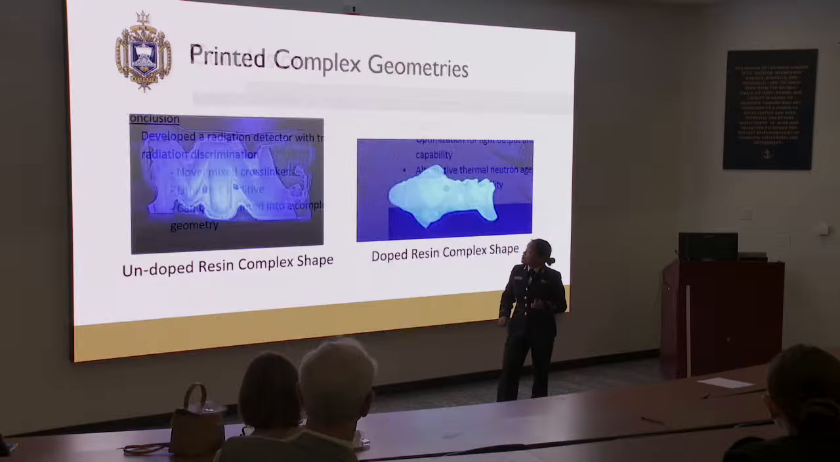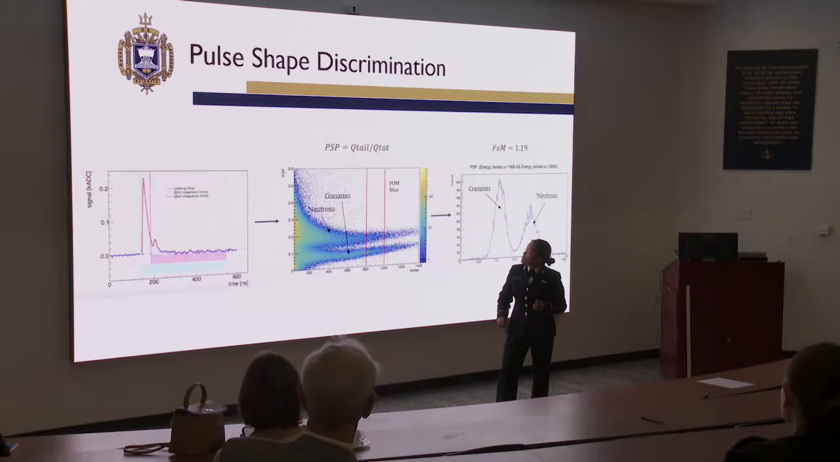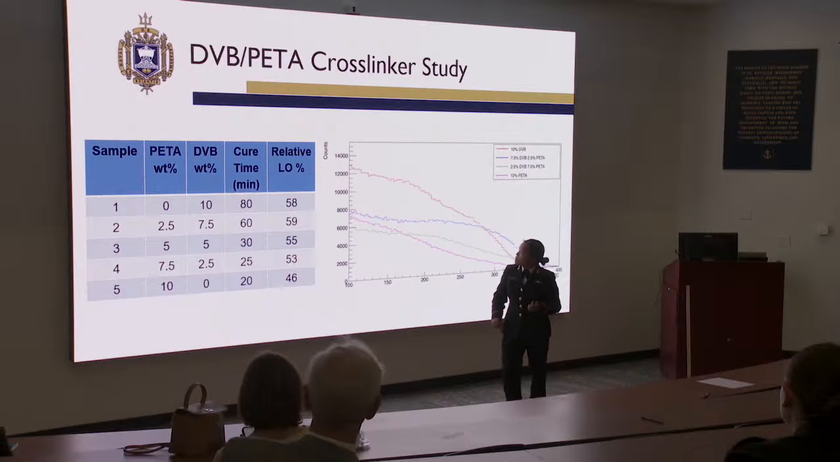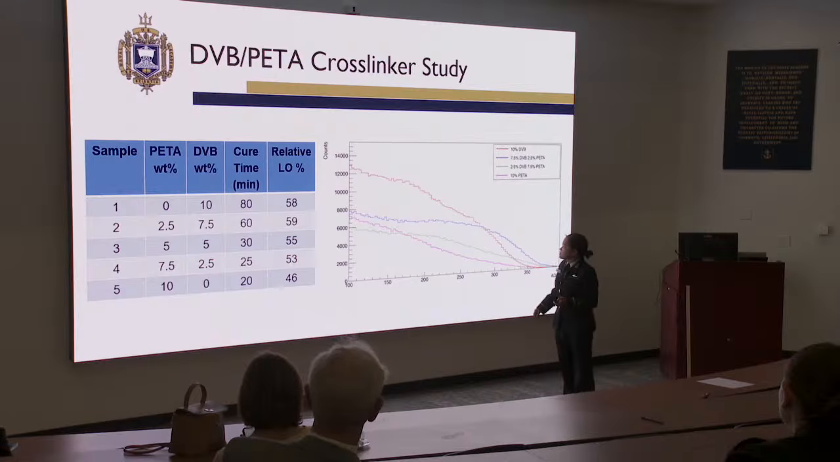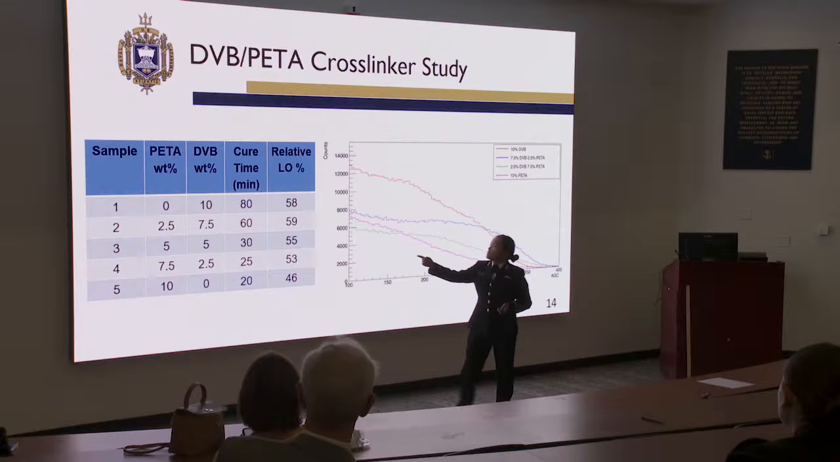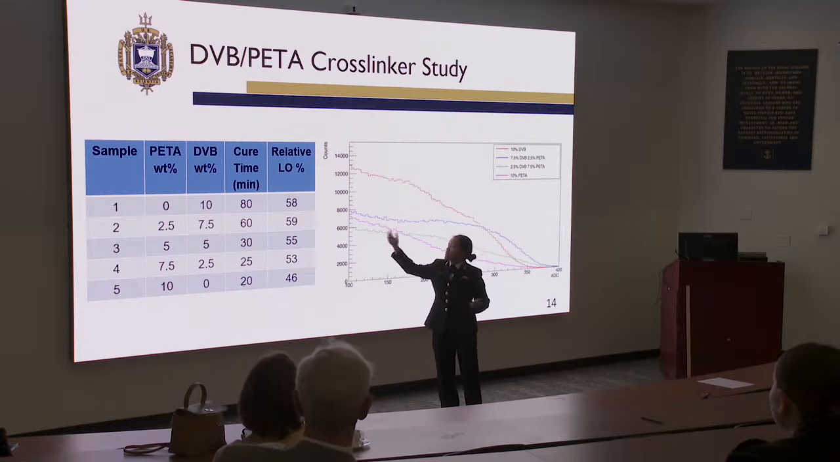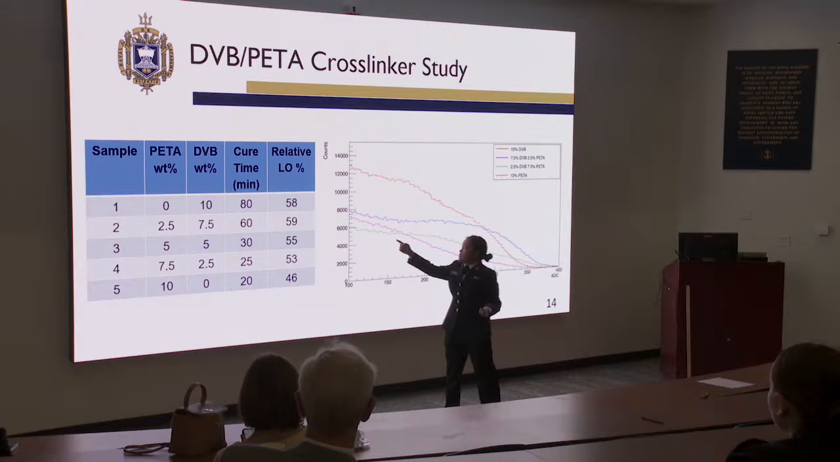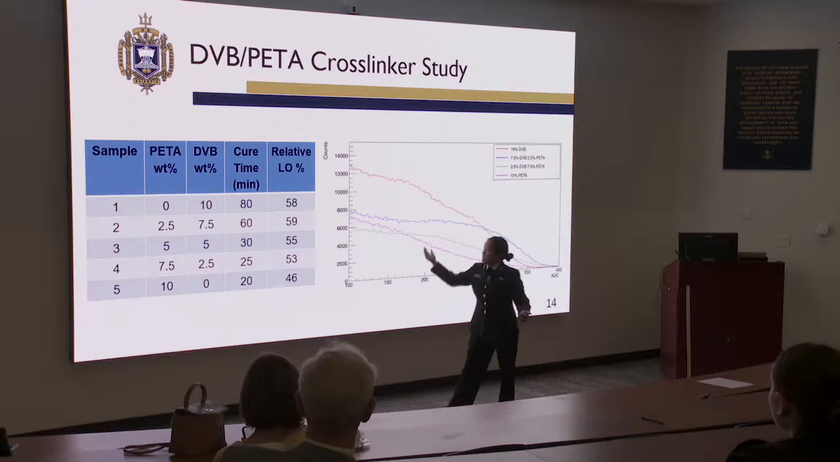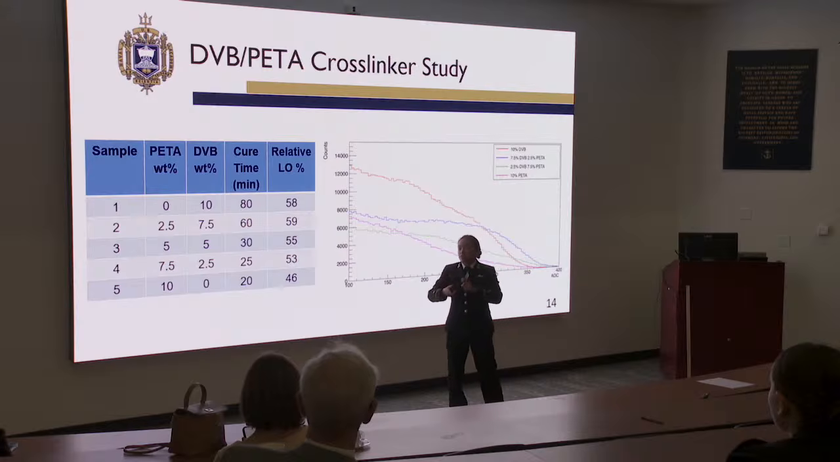So if you look at this DVB sample with 10%, DVB is supposed to have really good detection properties. It has a relative light output of 58%, but it takes 80 minutes to cure. Well, that oxygen is quenching some of that radiation detection property.